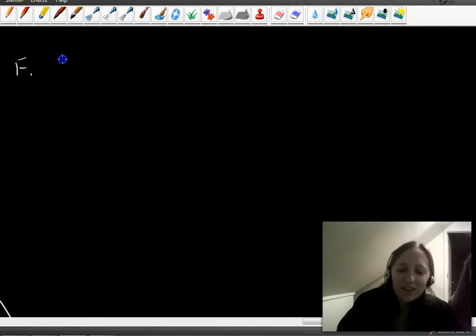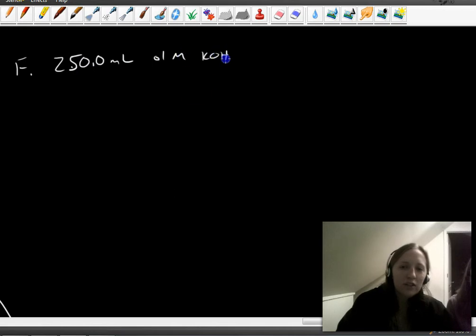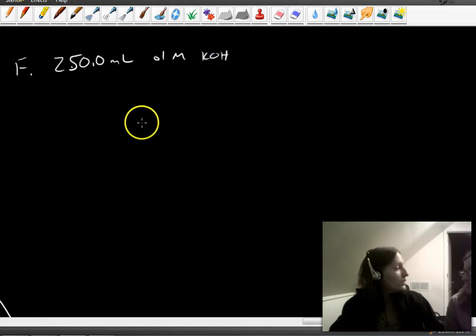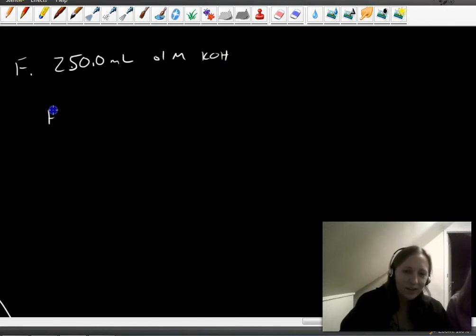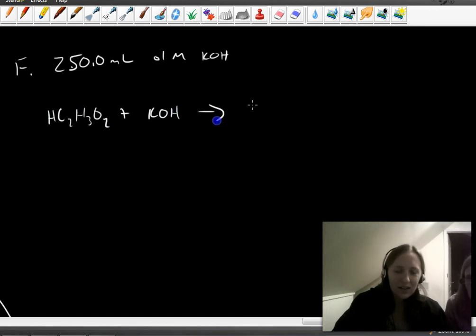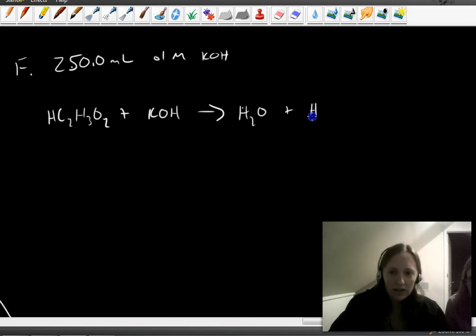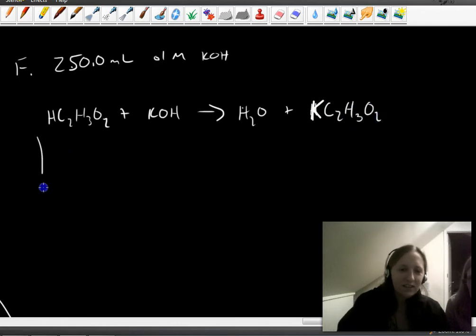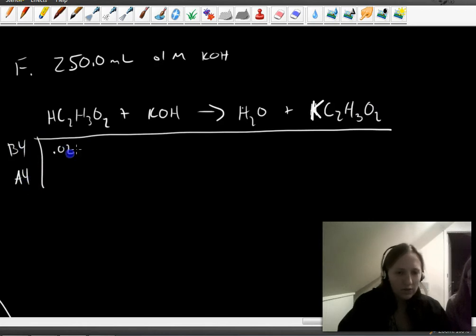All right, I tried. F is 250 mL of 0.1 molar KOH, and we've got to do the stoichiometry. Here we go, the acid and the base and the neutralization reaction. That's a K. Potassium acetate. B4, A4. And that's 0.02. This is 0.025.